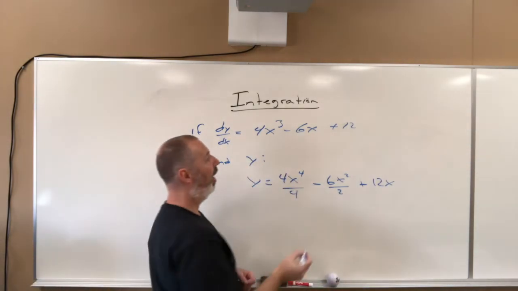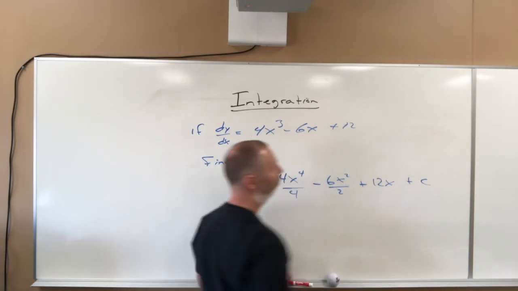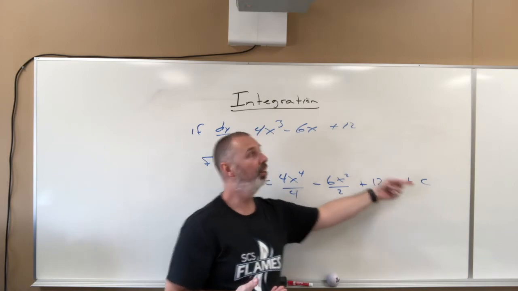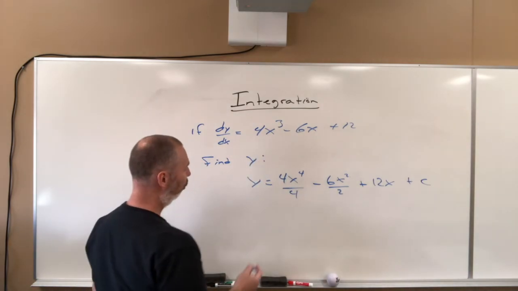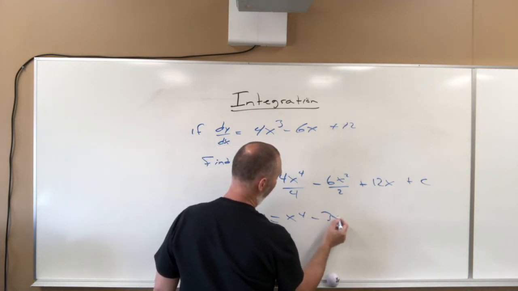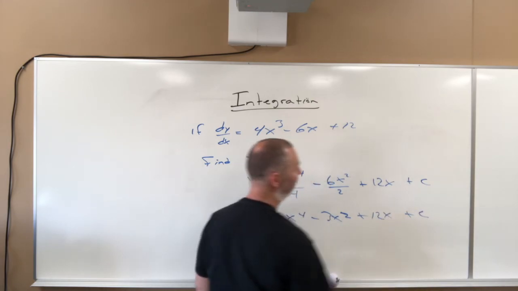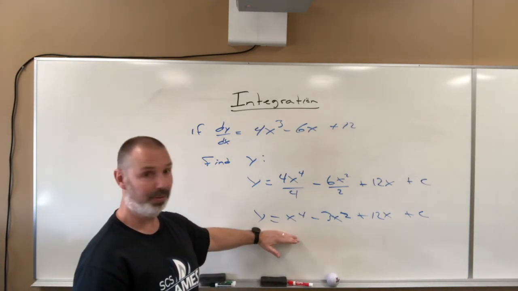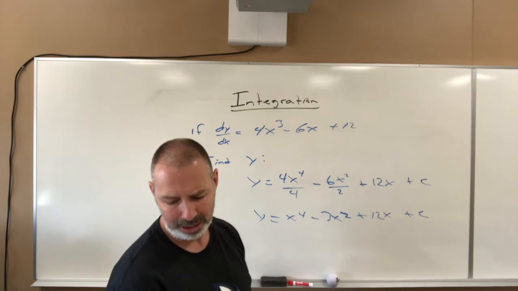Then we add a plus c on the end, because again, if I put a constant here, the derivative would still be what I have here for dy/dx. Now we just simplify, and we're all done. y equals x to the 4th minus 3x squared plus 12x, and then of course plus c. That can be any constant, and you can see that if I take the derivative of y, I will get dy/dx. Okay, straightforward, pretty simple. We're going to leave it at that for today.